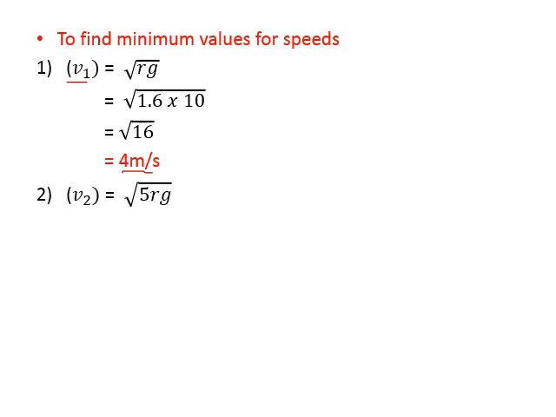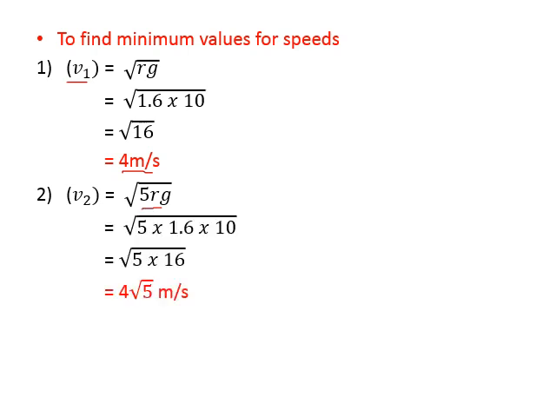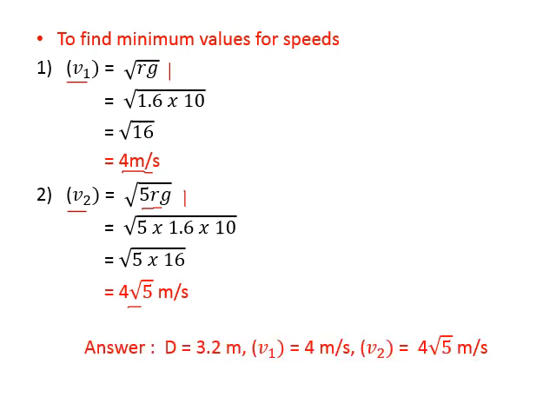And what is the second value of v? That is nothing but under root 5rg. Substitute here also and you will get this answer. This means v1 or v2, these are the minimum speeds required at either the topmost position or the bottom position. This is the meaning of this. So these two are the answers. See, this is the answer. Minimum speed must be 4 or 4 under root 5, and this is the diameter.